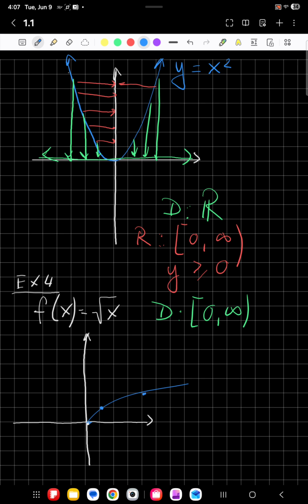Okay, so we have our graph. This is y equals square root of x. Same kind of idea: we project, we squish the graph against the y-axis, and we get our range. We see that the part of the y-axis that's going to be covered is from 0 to positive infinity.